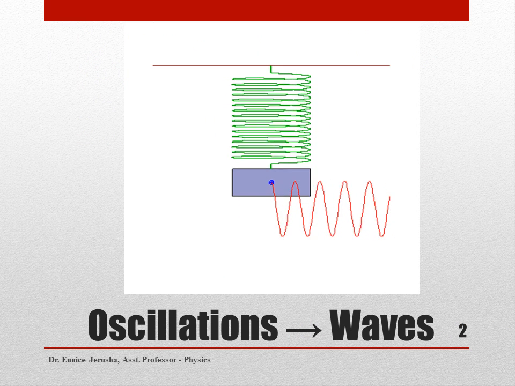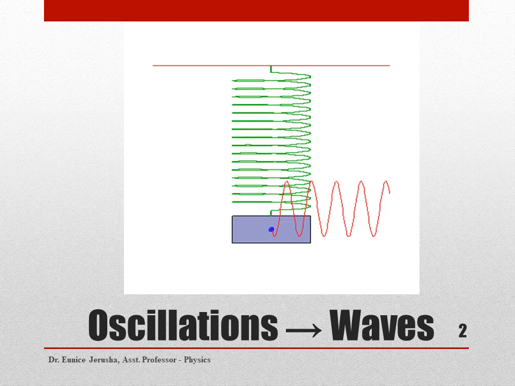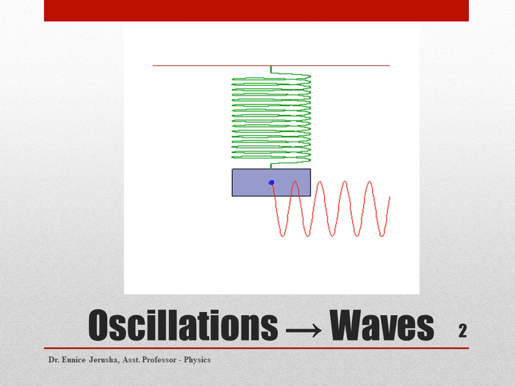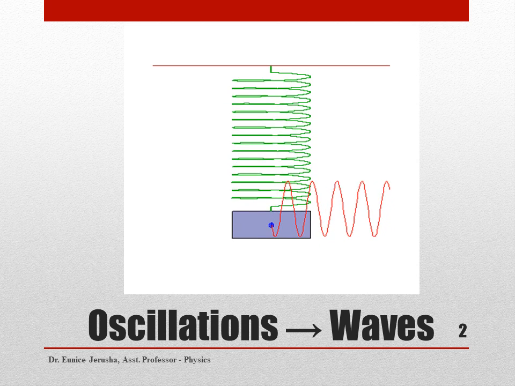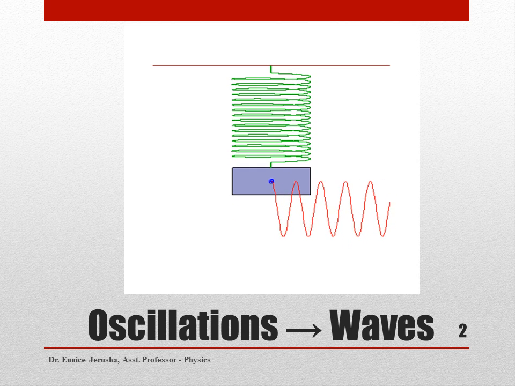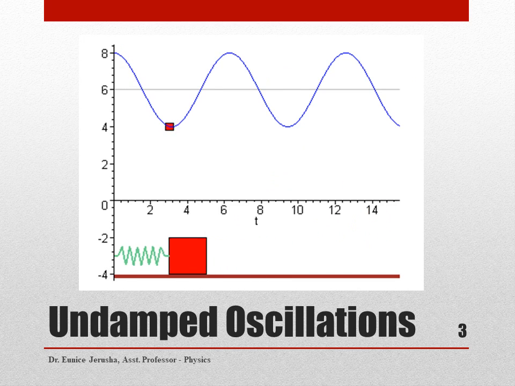This animation clearly shows us how the up and down motion of a spring, or the oscillatory motion of a spring, is converted in the form of a wave. This is an example of undamped oscillations, where the amplitude of the oscillation never decreases with an increase of time.